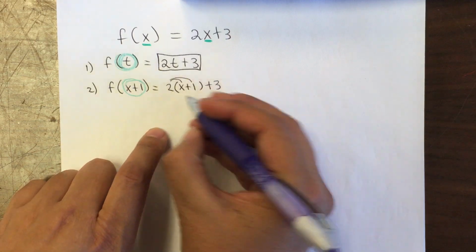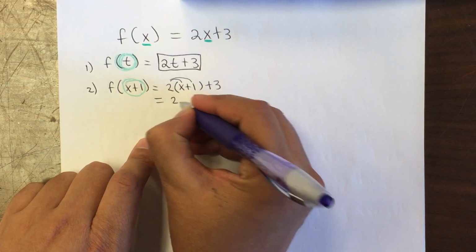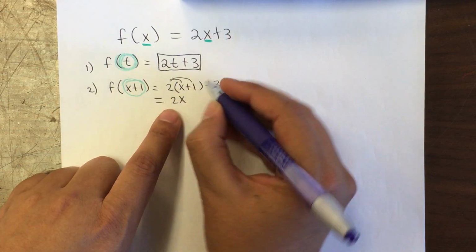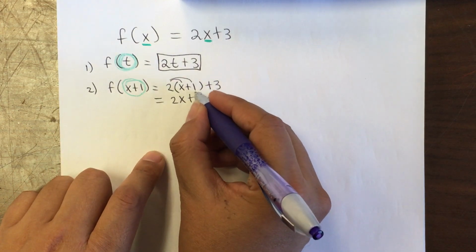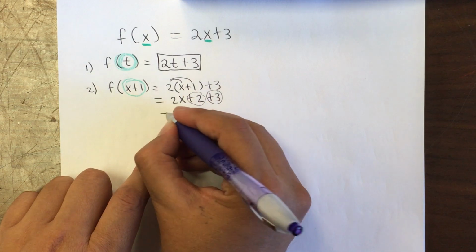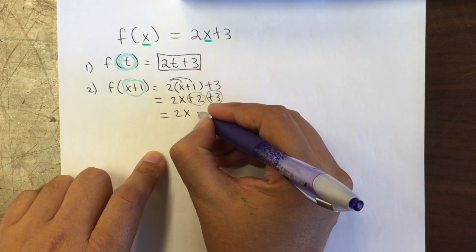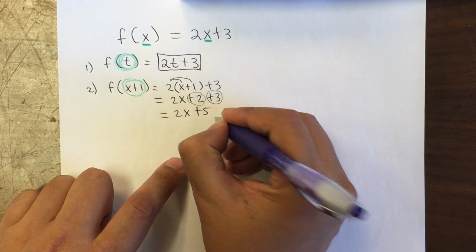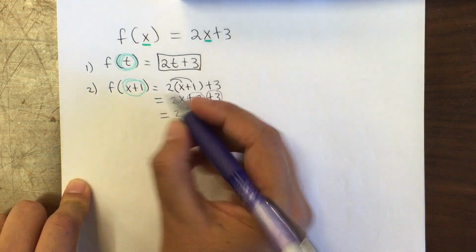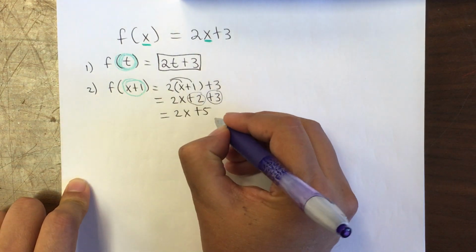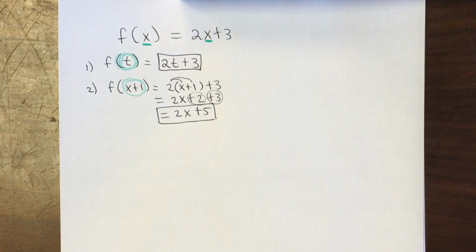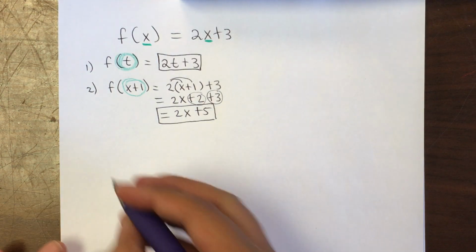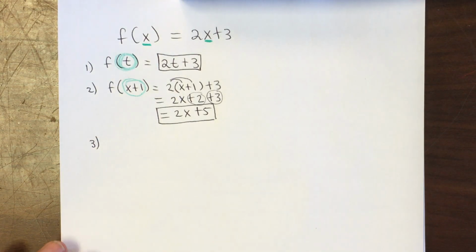I do distributive property, and so it's going to be 2 times x is 2x, 2 times 1 is 2. Bring down the 3, combine like terms, and so it's going to be 2x plus 5. And so f of x plus 1 is equal to 2x plus 5. Okay, take a minute to write that down.